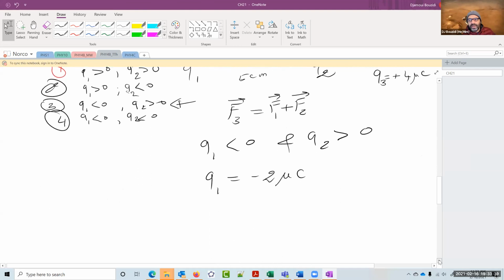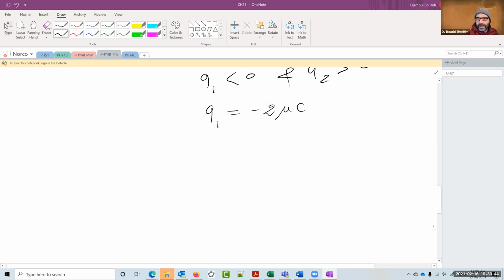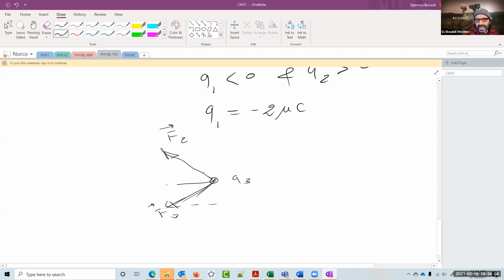Let me focus on Q3. Forget about the other charges for right now. Here is Q3, sitting beautiful by itself. It's subject to this force in here, coming from 2. It's subject to this force also in here, coming from 1. The point in here is when I add them, it's going to give me this vector. That is F3. This is the sum of them.